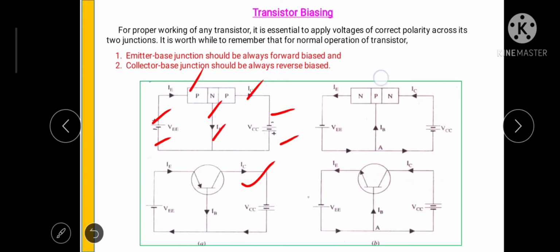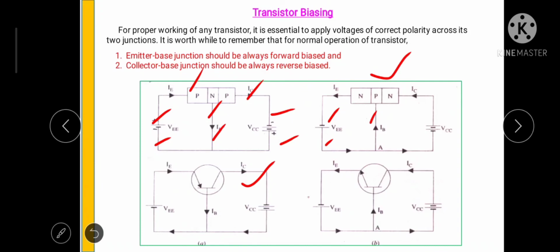In case of the NPN transistor, the rules are equally applicable. The left side junction, which is the emitter base junction, should be forward biased. So the N type emitter is connected to the negative of the battery and the P type base is connected to the positive of the external battery.